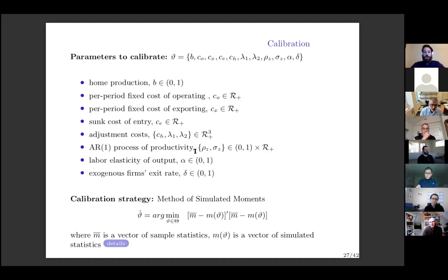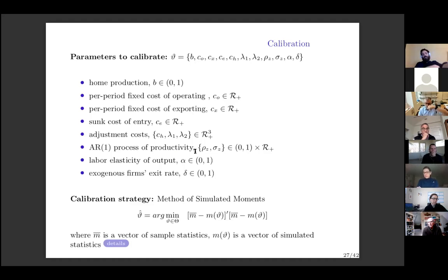So no, I'm estimating a process of productivity which follows an autoregressive process, which gives heterogeneity in productivity across firms within a certain country. At the same time, I'm trying to capture differences in the adjustment cost in the two countries as well. Now, how do I tell apart the adjustment cost from the differences in productivity?